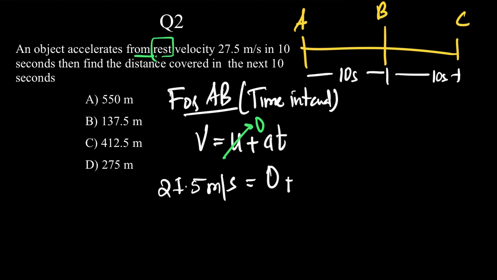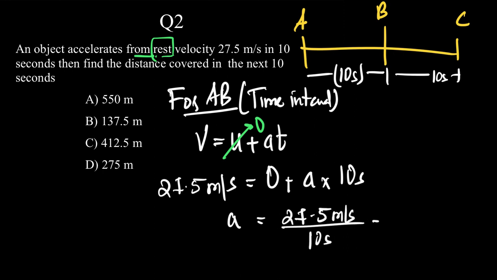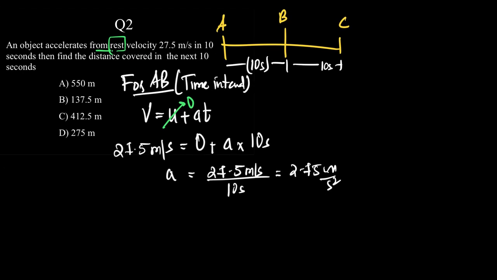So that becomes 0 plus A into T. How many seconds is the interval? It is 10 seconds. Which means, what is the value of acceleration? Acceleration is 27.5 meter per second per 10 second, which is basically 2.75 meter per second square. Now, we should understand that the body throughout the motion has an acceleration of 2.75 meter per second square.